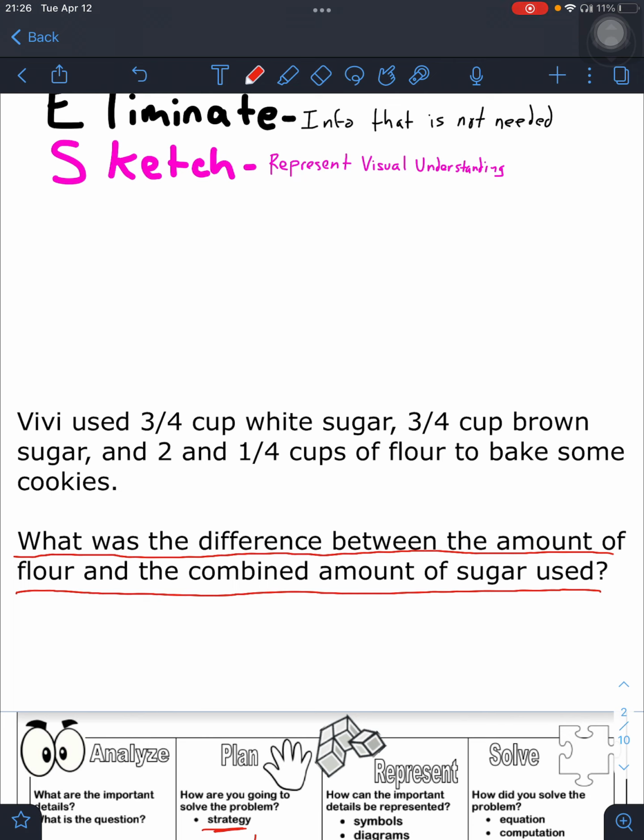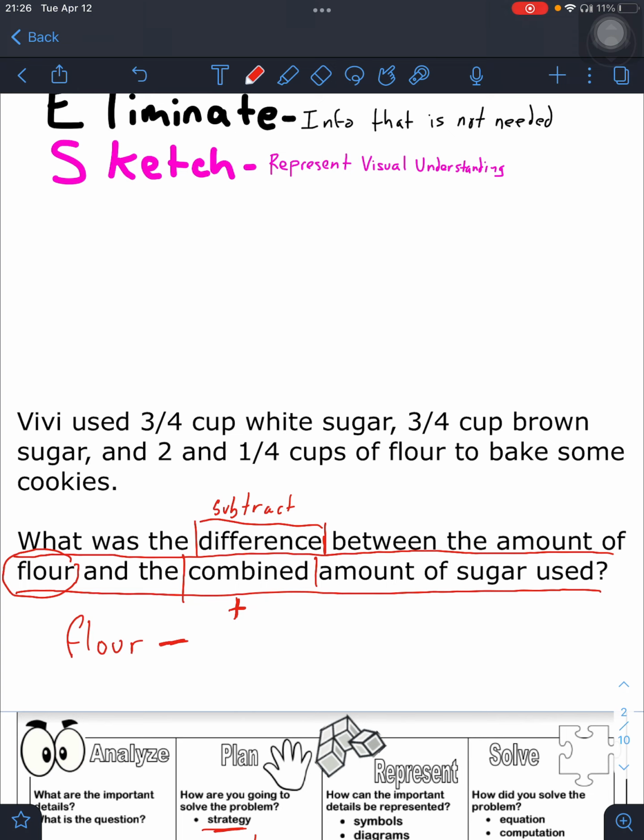circling our important information. Now, in our question, we had key points of information. What is the difference? Difference, I know, means subtraction between the amount of flour. So I'm going to be subtracting the amount of flour from the combined. Here's another key point of information, combined. Combined means putting together, which means adding.